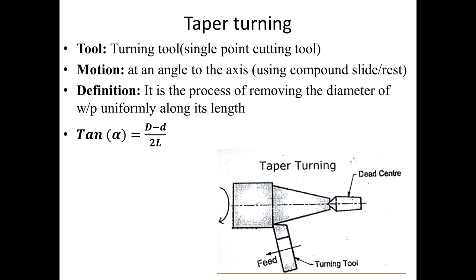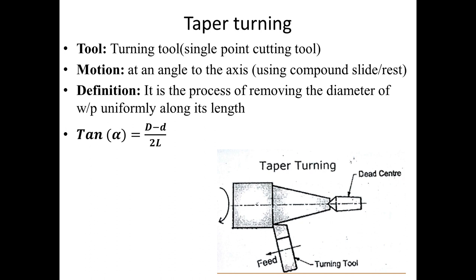Next, another type of turning is taper turning. When we want to reduce the diameter, not with constant value from 40 mm to 30 mm along the constant length, when we want to reduce diameter gradually, uniformly along its length, then that operation is called taper turning. So movement of cutting tool is in the taper direction.